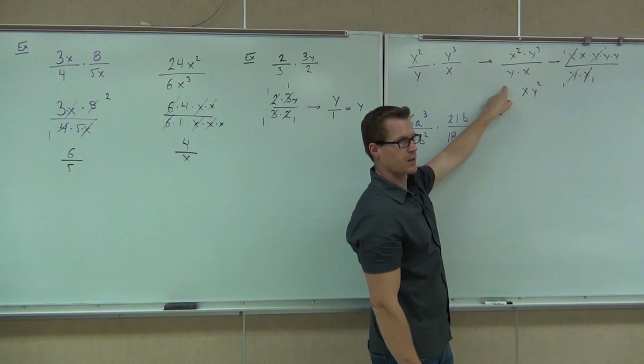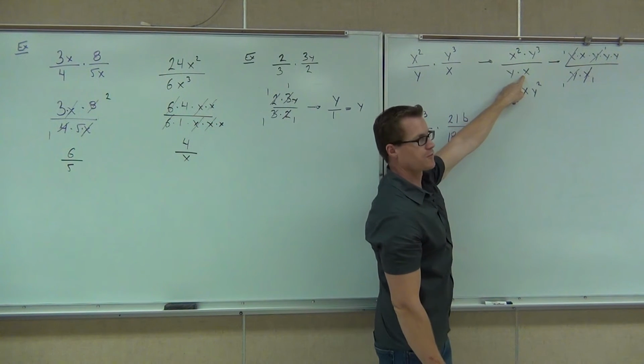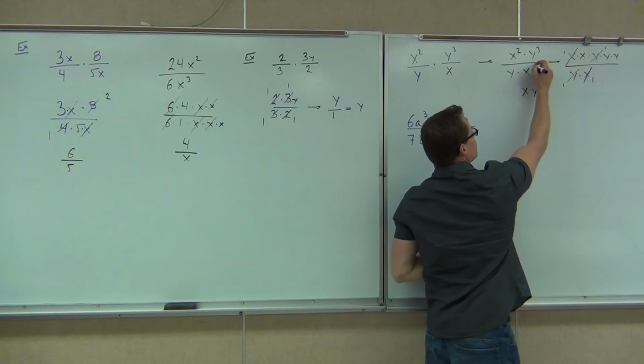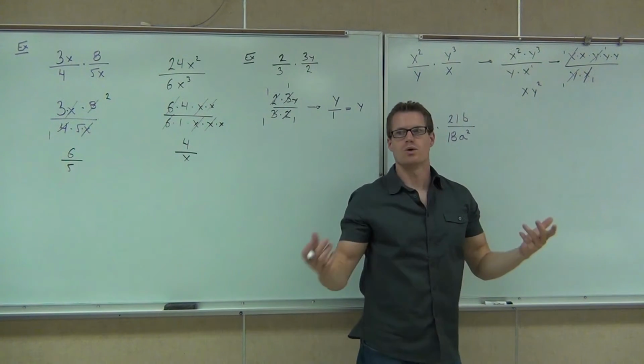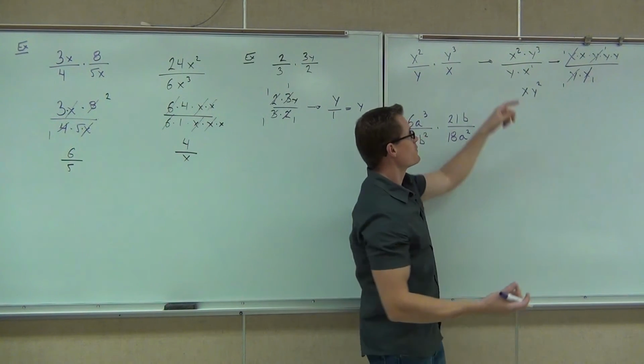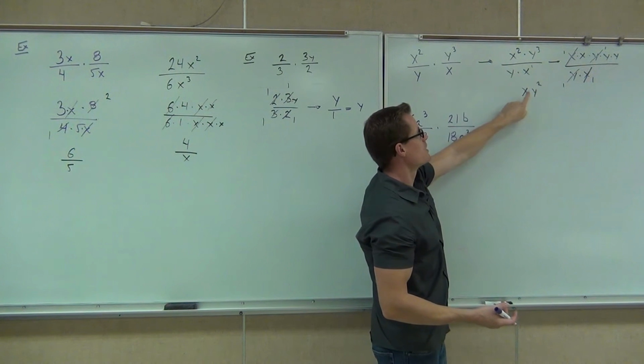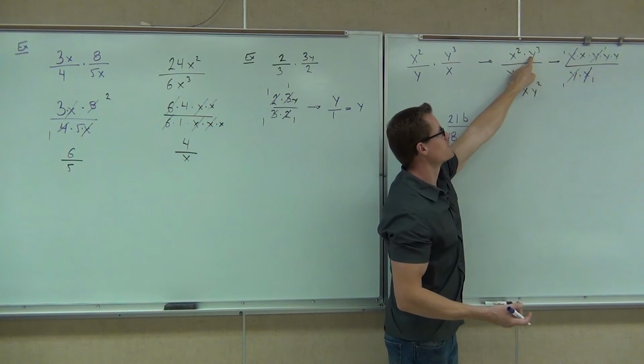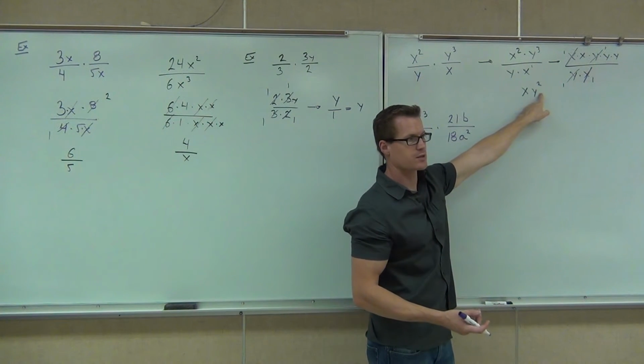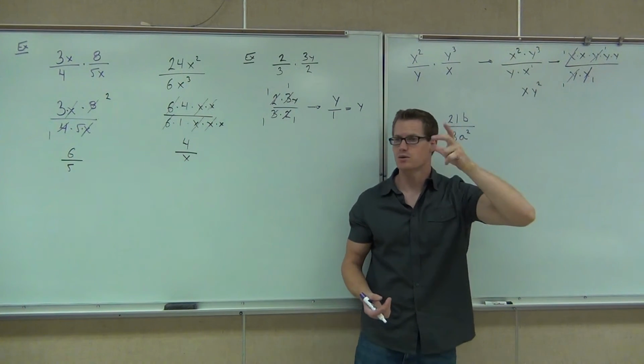The answer is yeah: x squared, x to the first power. Notice how this has a power of 1. We don't ever write the 1, but it has a power of 1. If you take 1x away from x squared, you have 1x left. If you take 1y away from y to the third, you have y squared left. That's what we're doing. We're actually subtracting those exponents.